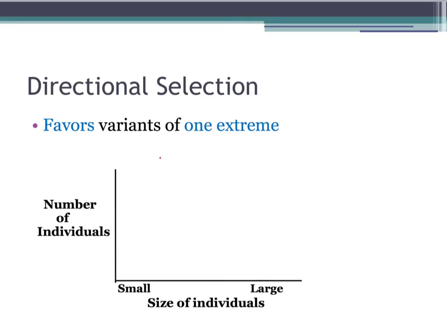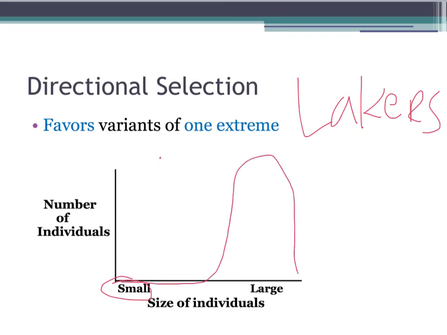Directional selection, this favors one extreme. So, for example, let's say I'm going to graph the Lakers basketball team on here. How small is like the smallest guy? I don't know, maybe he's like 5'10" or something. So there wouldn't be anybody over here in small. They'll all be large, right, if I'm graphing their height. So it'd kind of look like something like this. See how it's favoring one extreme.